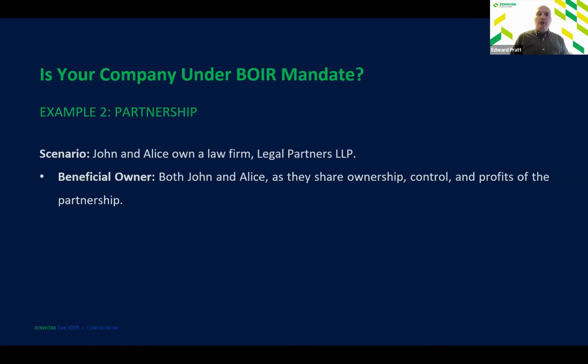Alice owns 90%, John owns 10%, because they both control the business. They both need to be reported. Could be a 50-50 split. You're not reporting the split of the business when you're doing the BOI report. You don't say, Ed owns 100% or Alice owns 90% and John owns 10%. You're just stating that these are the people who are the beneficial owners of the company.